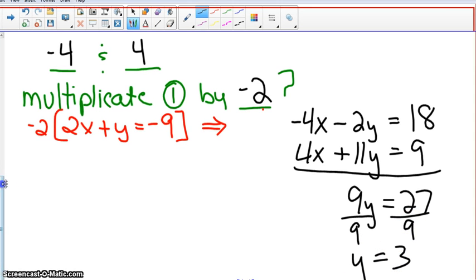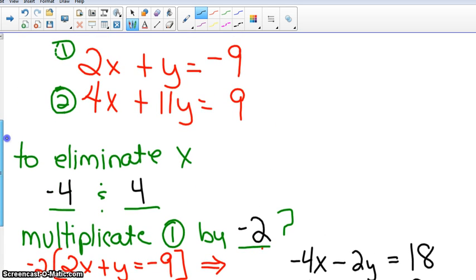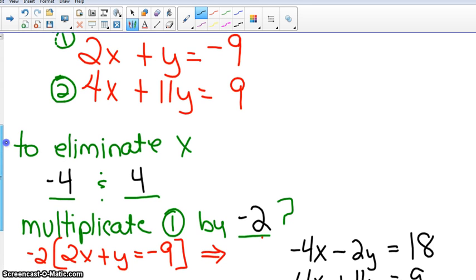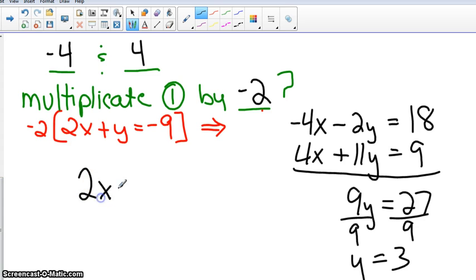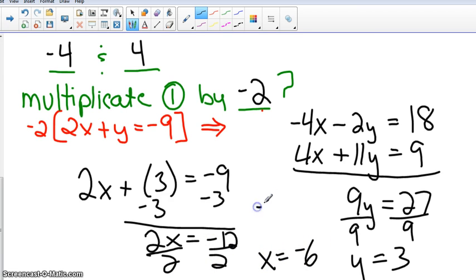Now I could take y equals 3. I would suggest going and using one of the originals. I'm going to use number 1, 2x plus y equals -9. You can use either one, and it'll work. So we'll say 2x plus 3 equals -9. So we're going to subtract 3. Then we get 2x equals -12. Divide by 2. And x equals -6. So my answer is -6, 3.